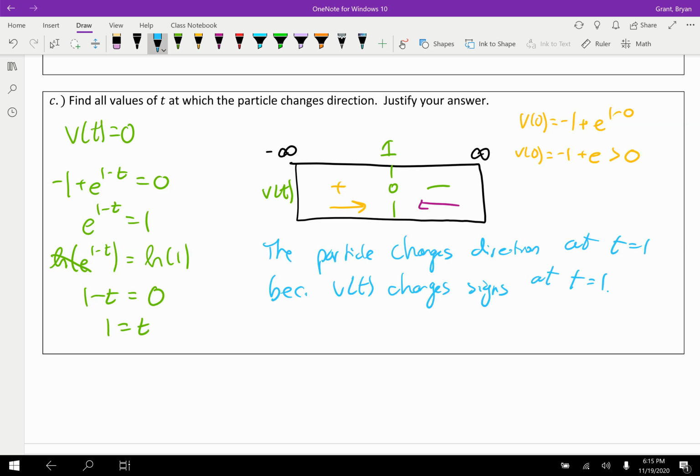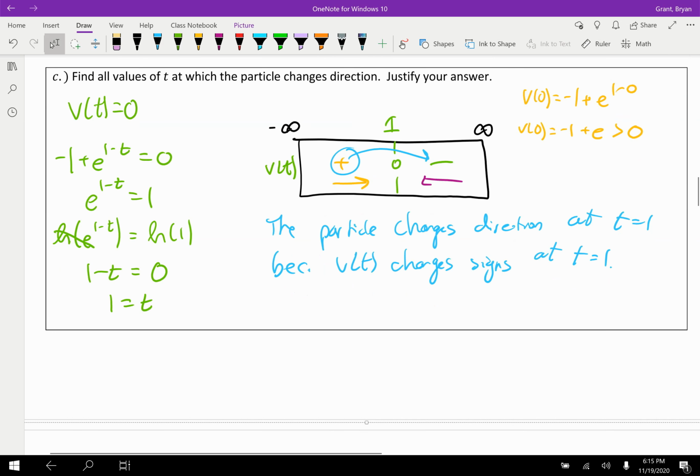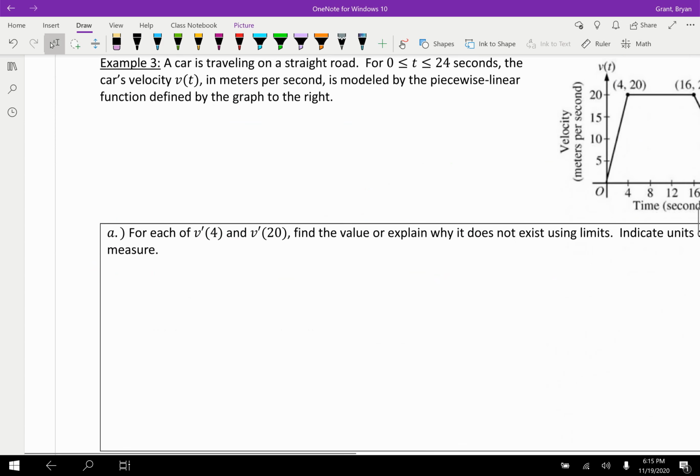Some people say, well, wait, can we say v of t changes from positive to negative? Sure, that's probably even better than my answer. There's nothing wrong with that. I try to play it safe in case you switched up those. You might still get credit for it. But yeah, changes direction because v of t changes signs, because v of t changes from positive to negative is always good to go.